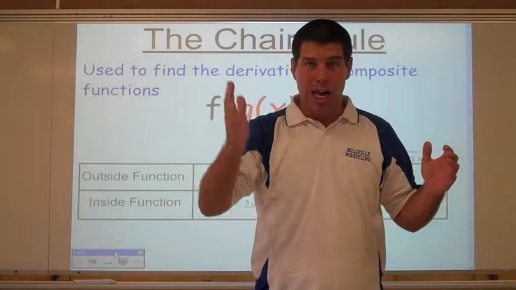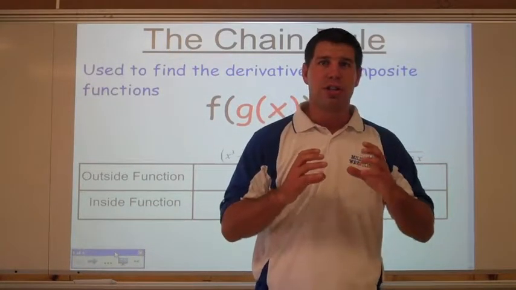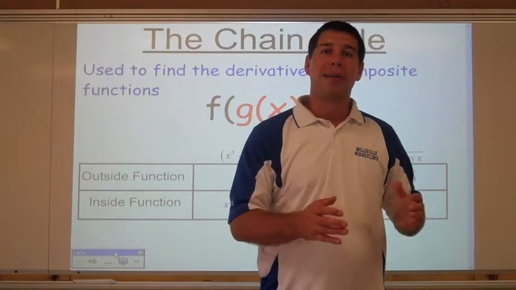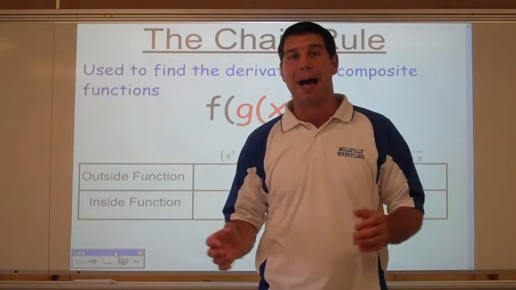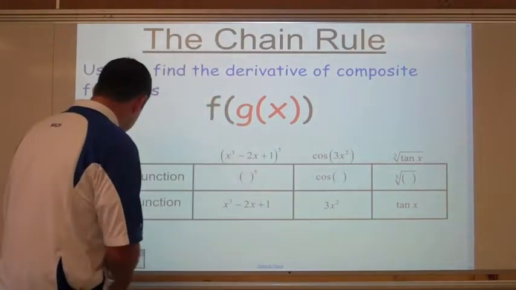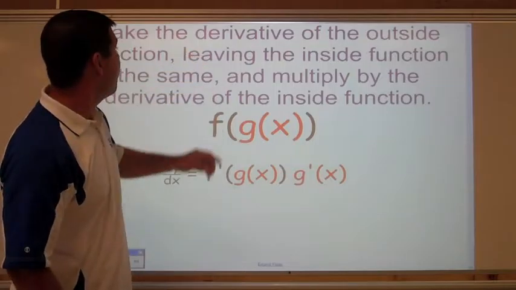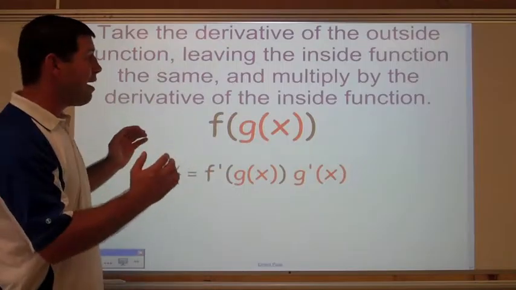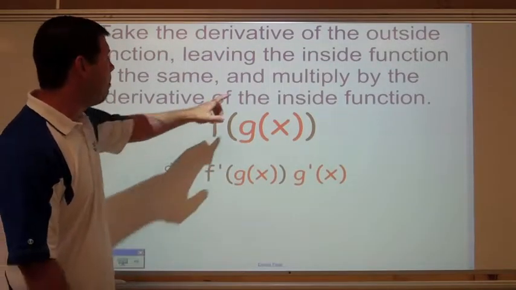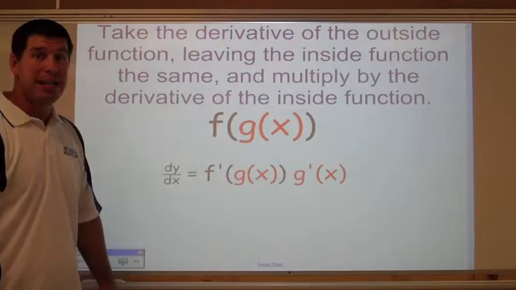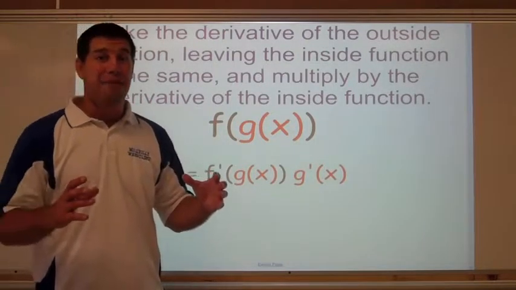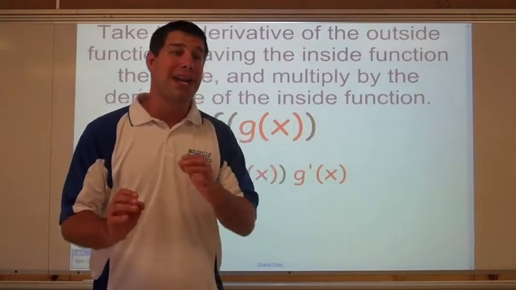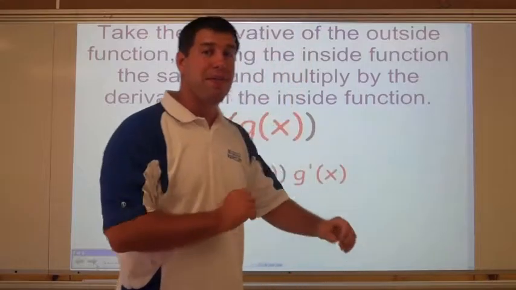So the outside function is changing at a specific rate. But then whatever you stick inside of it is also changing at its own rate. In order to find the overall rate, the overall derivative of the composite function, you're going to take the derivative of the outside function, leaving the inside function the same. So the derivative of the outside function, leaving the inside function the same, and multiply that by the derivative of the inside function. So you're going to derive the outside function like you normally would, with all the rules that you've learned. Then at the very end, when you're done deriving that one, you multiply by the derivative of the inside function.